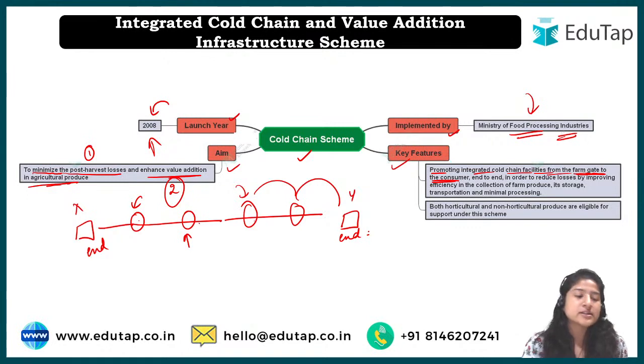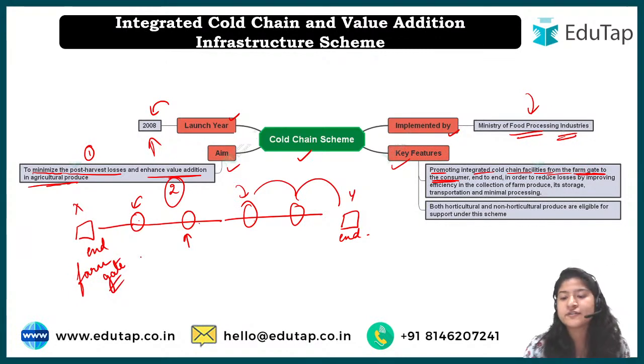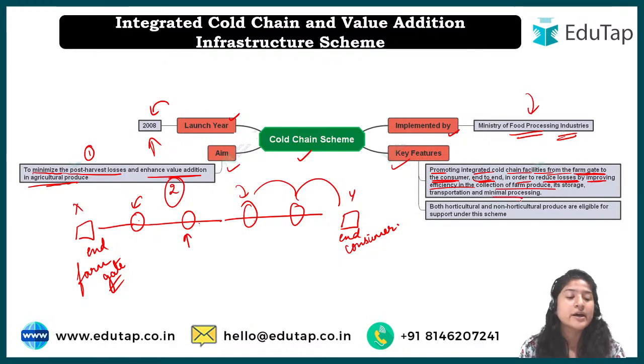And here what is the first term that is important? From the farm gate to where? From farm gate to the consumer. Okay, end to end, keep this in mind. What was the aim? To reduce losses by improving efficiency in the collection of farm produce, its storage and minimal processing, right? So that is the first thing.